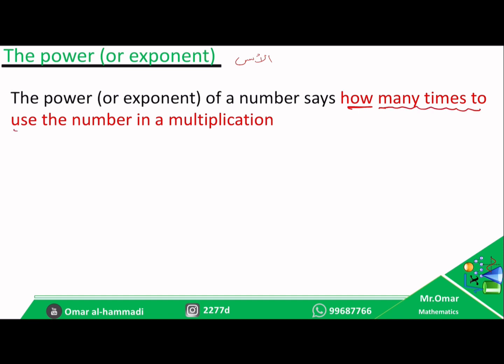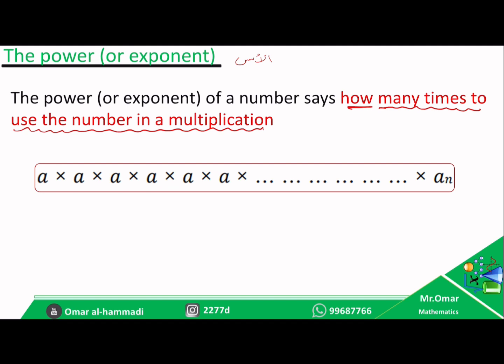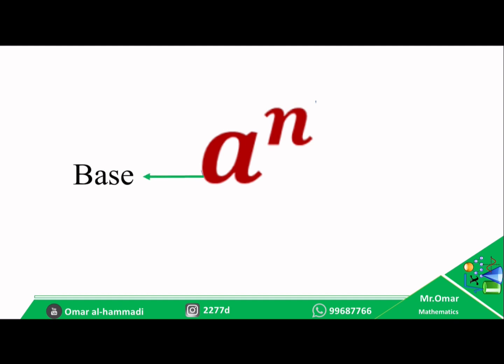The power or exponent. First of all, the power or exponent of a number says what? How many times to use the number in the multiplication. يعني كم مرة تضرب العدد بنفسه. For example, we have A multiplied by A, how many times? N times. So we can write it in the power or exponent like this: A to the power of N.